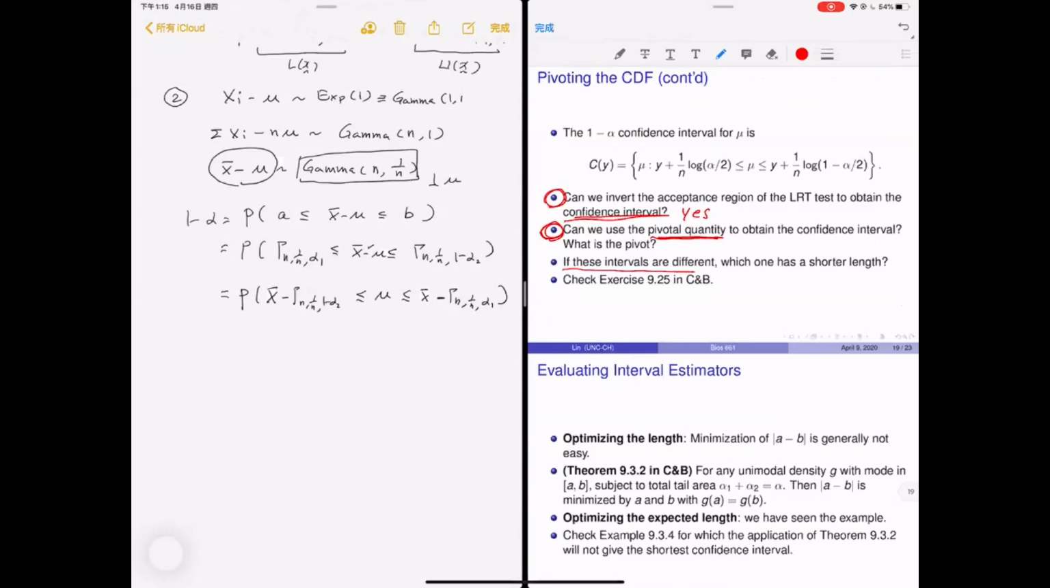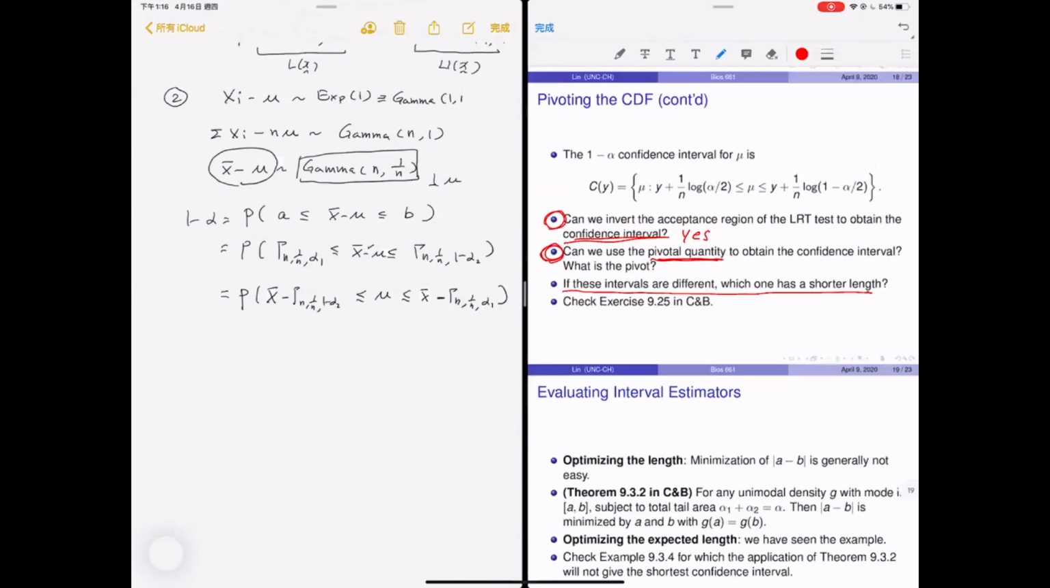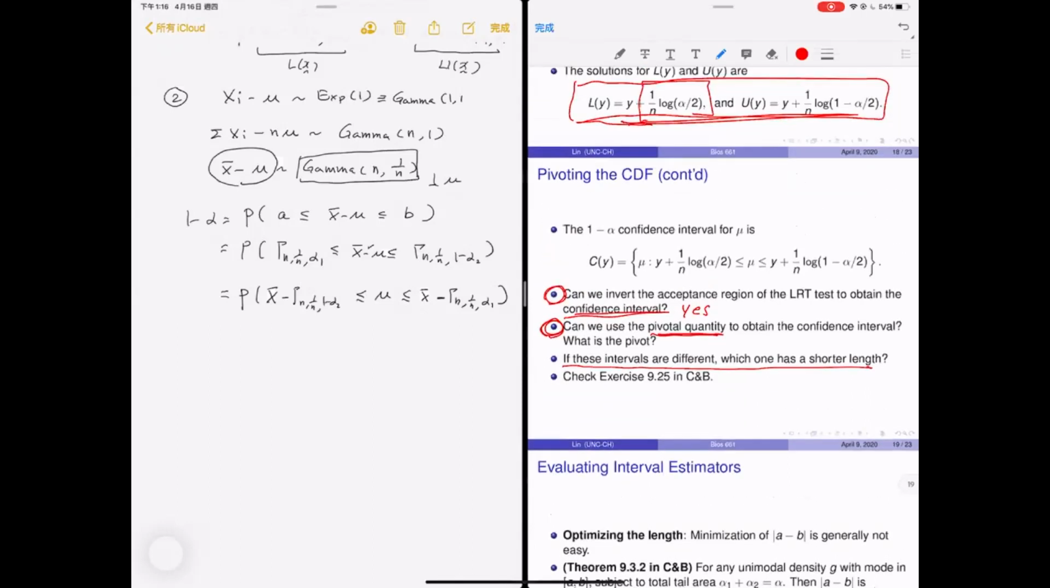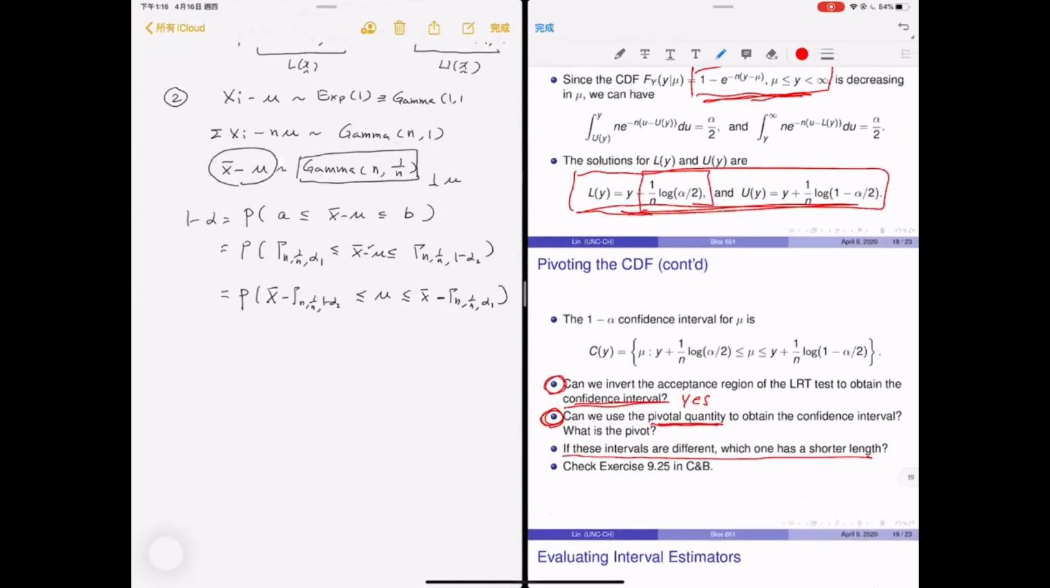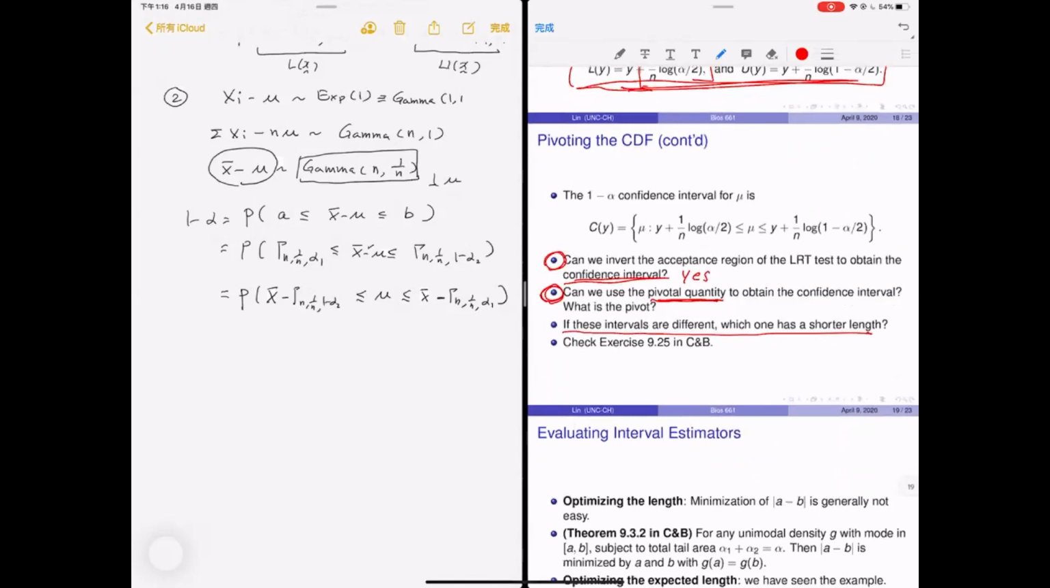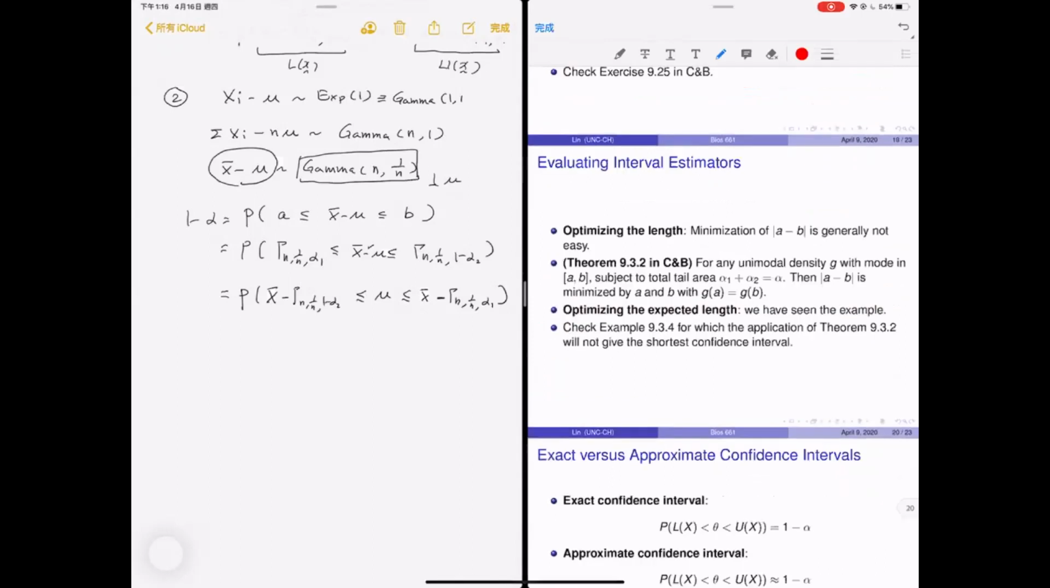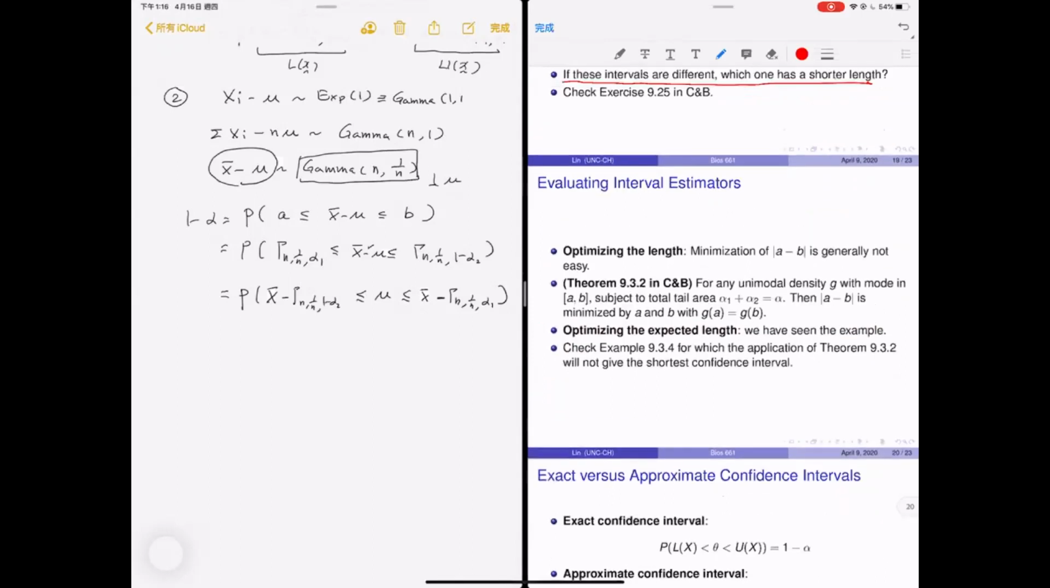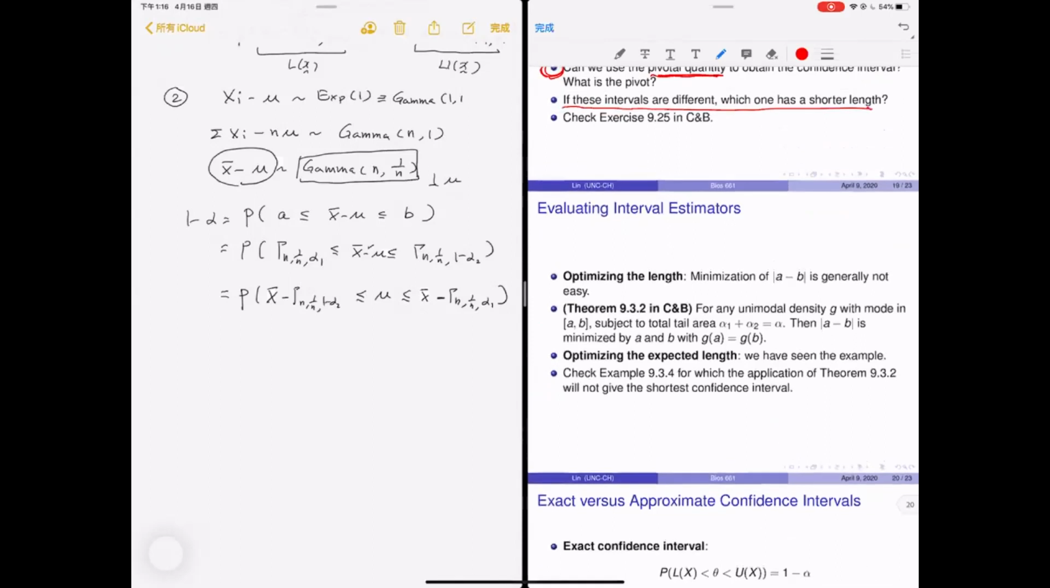Again, if the intervals are different, which one has shorter length? Then we talk about it. I don't think I mentioned that before. Then I think this guy possibly gives you the best slides to talk about. If you actually have different options, which one will you prefer? You are going to prefer shorter length, because shorter length means higher precision in some sense, right?